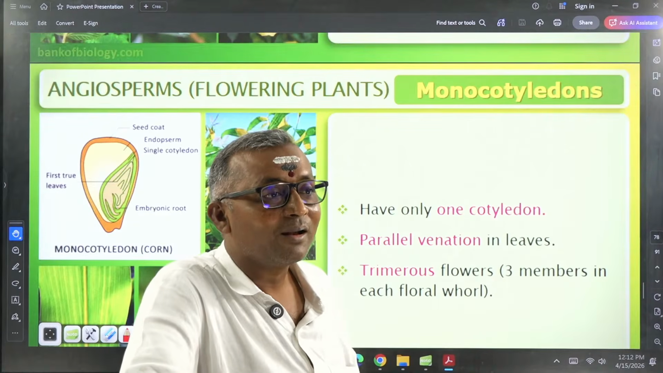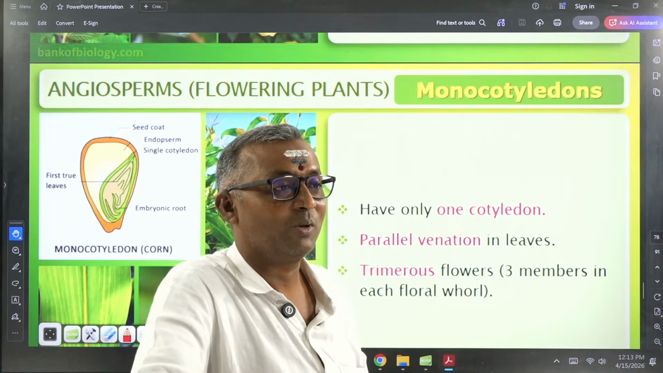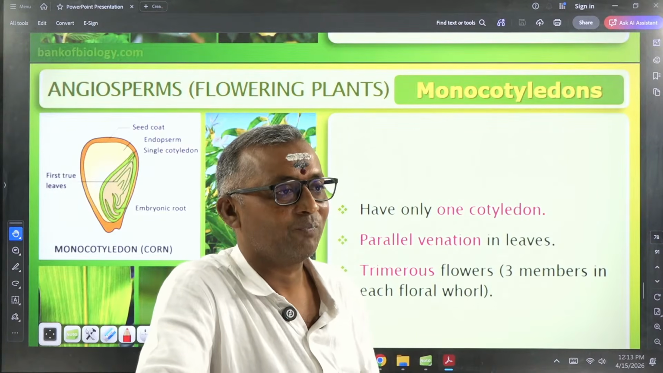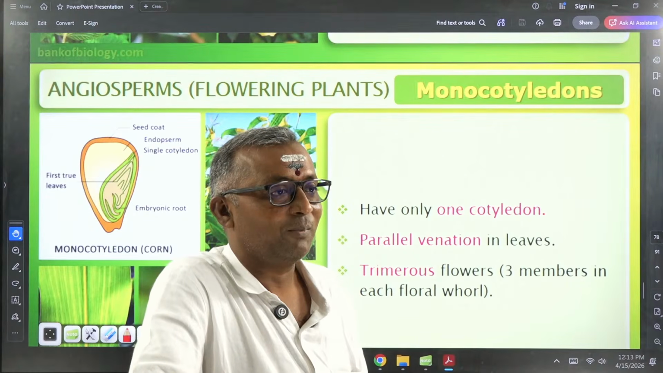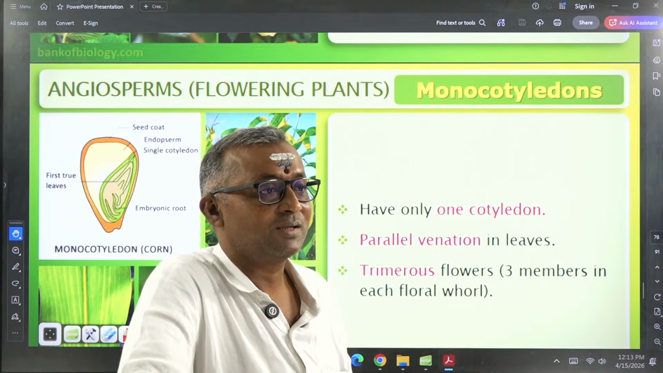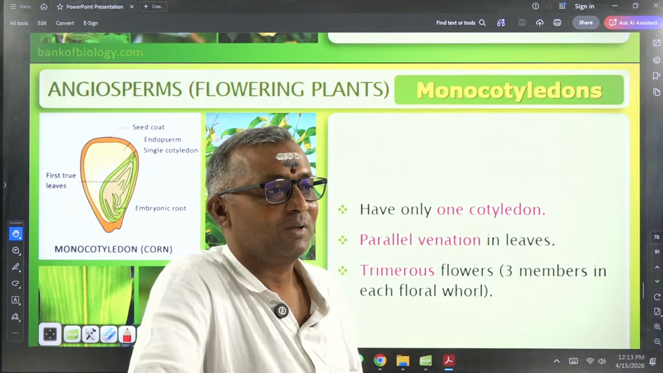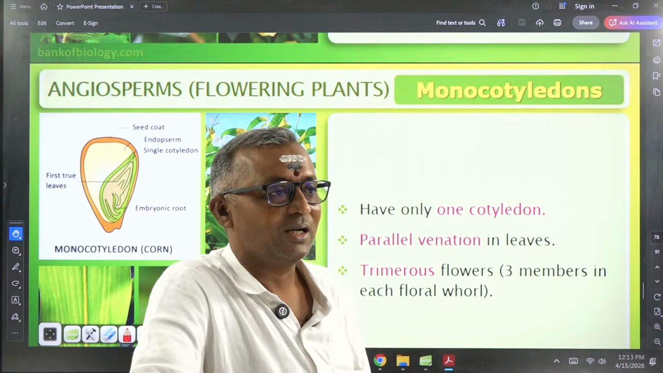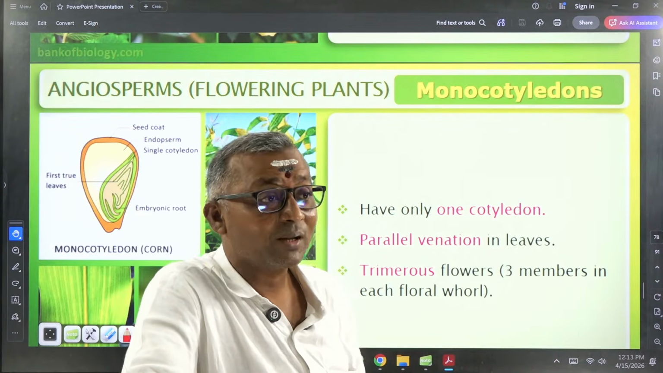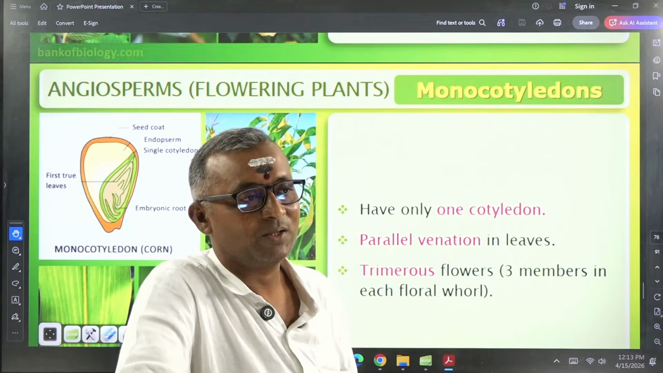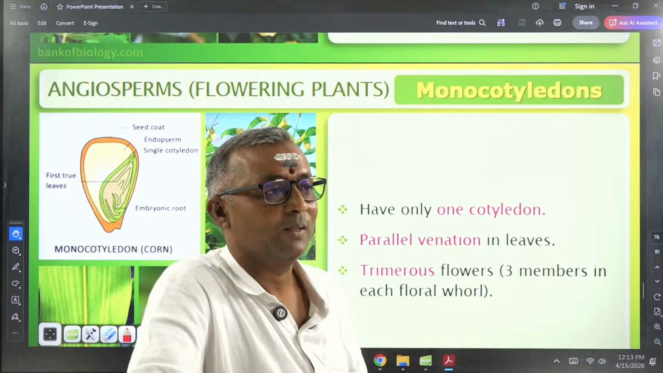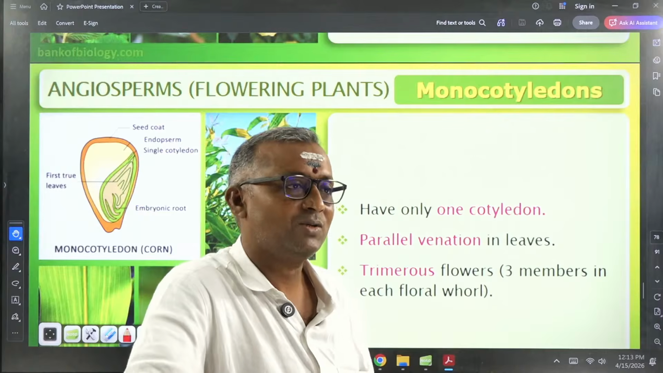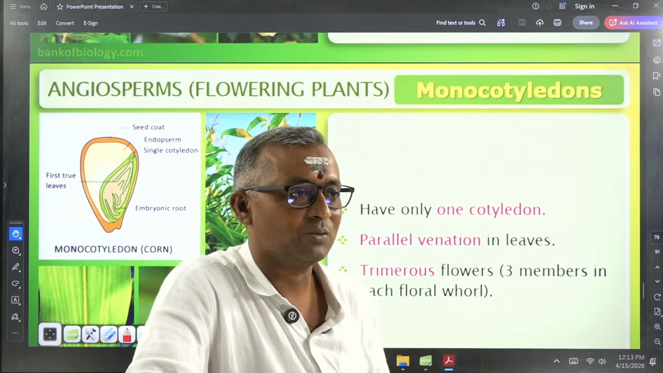Can anybody tell? You have to learn so many botanical names and their common names in our +1 and +2 syllabus. Yes, Sridevi, good. It is Zea mays, M-A-Y-S. Divyasri, you are right. Zea mays is the botanical name. Maize is also an English word. Corn or maize, both are the same.